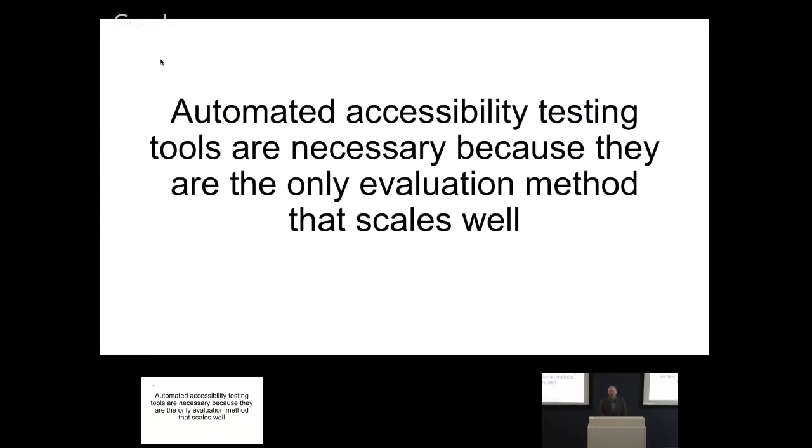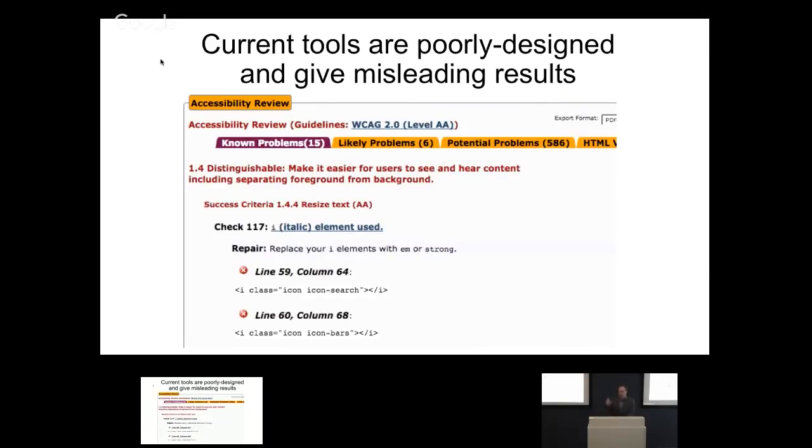Okay, our automated accessibility testing tools are often actually the problem, not the solution. How many people in the room here, just show of hands or say aye, how many people have used some of the web accessibility testing tools that'll test your web page for accessibility? Show of hands, most of you have. And I won't say which tool this is, but you look at the results from this tool. I took a very simple web page, checked it for WCAG 2.0, Web Content Accessibility Guidelines. And the feedback I got is that there are 15 known problems, 6 likely problems, and 586 potential problems.